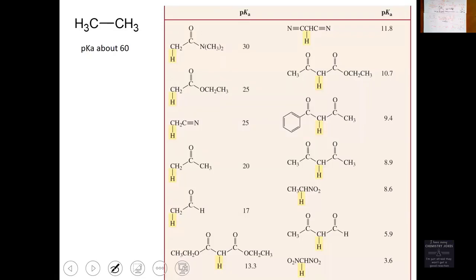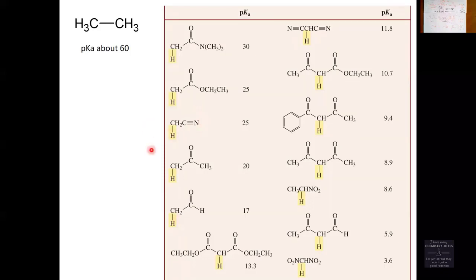This says that a normal alkane has a pKa of about 60, and yet all of these things have a pKa of 30 or less. The alpha hydrogen next door to an amide, pKa 30. That's the least acidic of everything on this table because remember, amides were way down there on our reactivity chart. Amides, esters, ketones, aldehydes. Ooh, it kind of sounds like it's going in the order of our chart, but in reverse, right? Yeah.